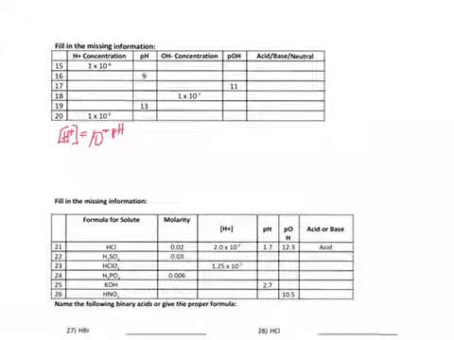Okay, so there's only one formula to calculate for hydrogen concentration. That is using 10 to the negative pH, and you need to be in scientific notation when you're doing that calculation.